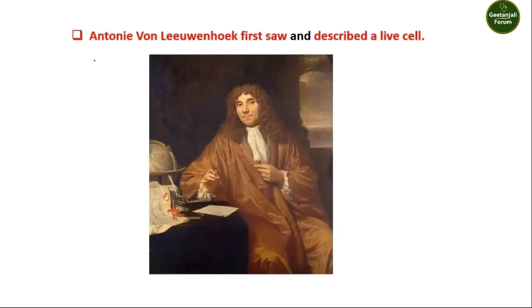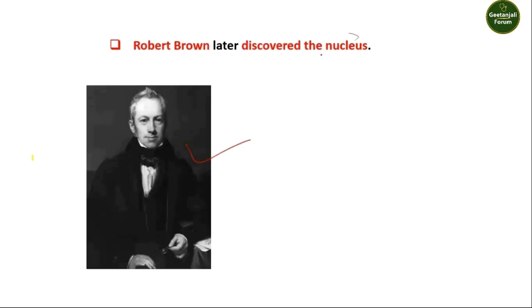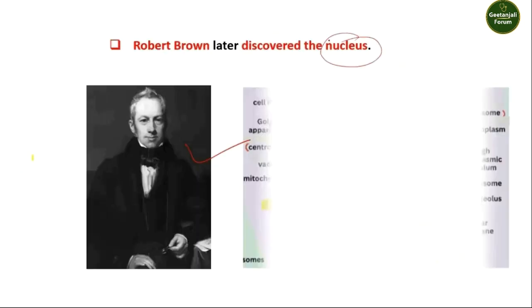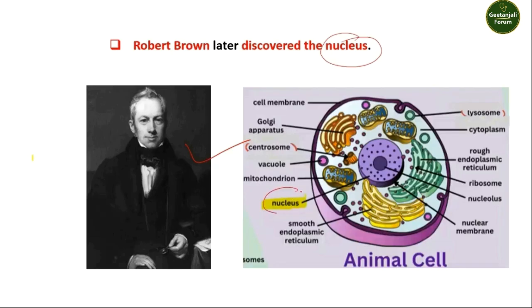For the first time, a live cell was observed by Antony von Leeuwenhoek, and he described it. Later on, Robert Brown discovered the nucleus. Inside each cell, there is a nucleus which controls the entire cell, and inside this nucleus the genetic material is present in the form of DNA or RNA. The nucleus was discovered by Robert Brown.